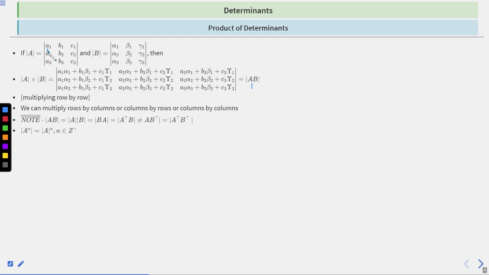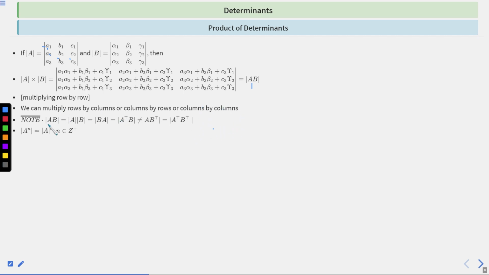So row by row: the first row is multiplied with the first row, the second row with the second row, and the third row with the third row. See, A1 alpha 1, B1 beta 1, C1 gamma 1, right? Like this, A2 alpha 1, B2 beta 1, C2 gamma 1, right? A3 alpha 1, B3 beta 1, C3 gamma 1, like that. We can also multiply rows by columns, columns by rows, or columns by columns, right?